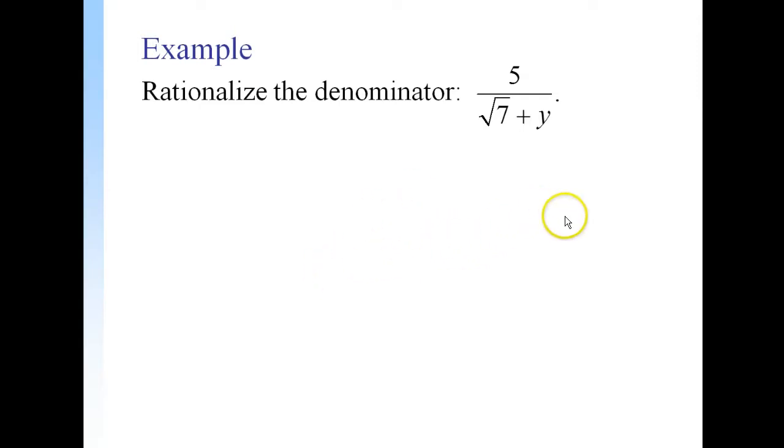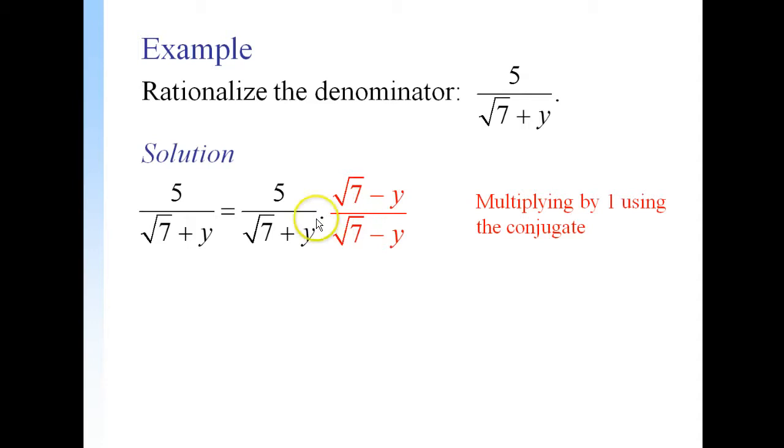So to rationalize this, we are going to look at our denominator and say, well, what's the conjugate of this? Well, the conjugate of this would be the same terms, but opposite sign. So this was plus, this is going to be minus. Now, what do we have in red? This over this. This is actually a 1. This equals a 1. We are allowed to multiply anything by 1 and not change its value. So that's what we're doing here.